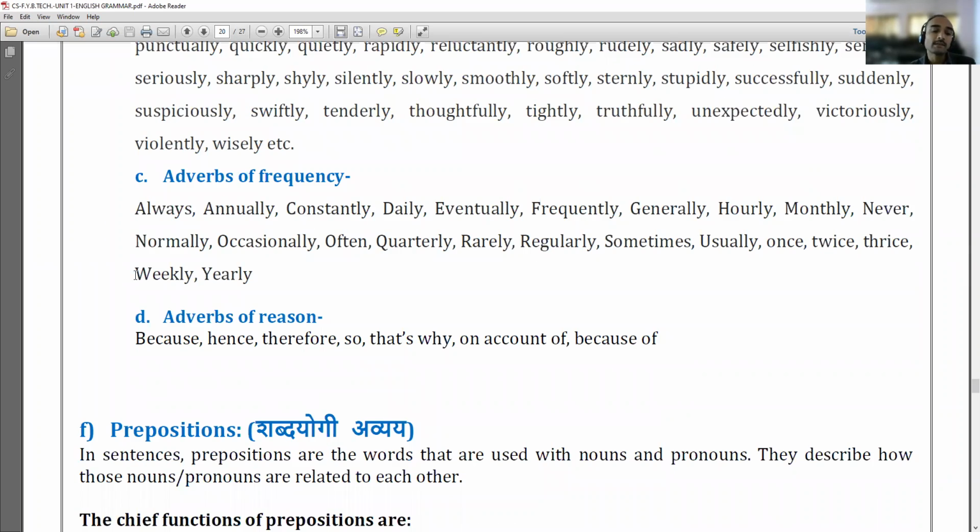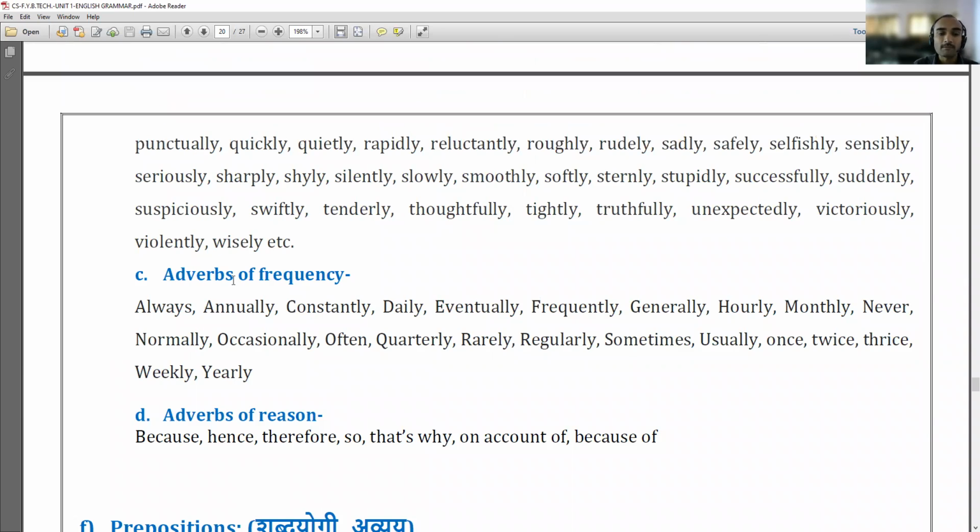And last one is adverb of reason. The reason showing or reason indicator words or reason indicating words are called as the adverbs of reason. For example, because, hence, therefore, so, that's why, on account of, because of. So these are called as the adverbs of reason. Is it understood? समजले का? Adverb आपण संपवले.